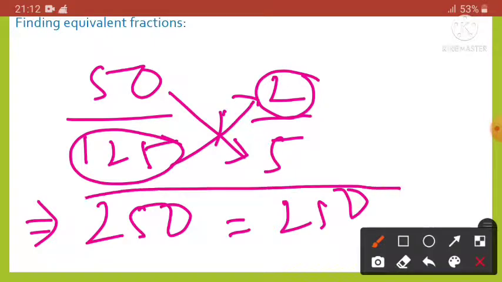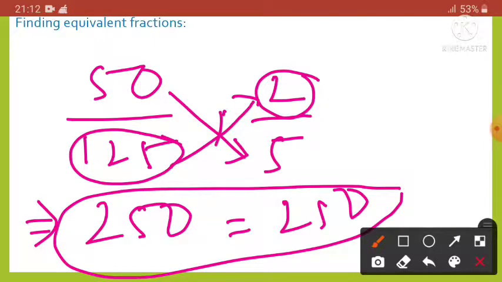So on both hands we are having the same result, that means 250. So we can say that yes, the fractions are equivalent. Okay, once again I am telling, if you have to check whether fractions are equivalent or not, we have to simply cross multiply the fractions.